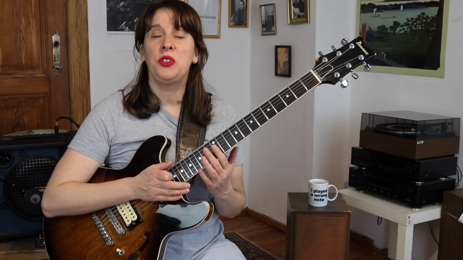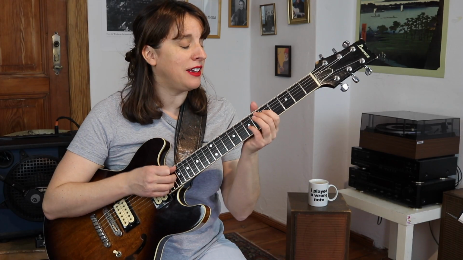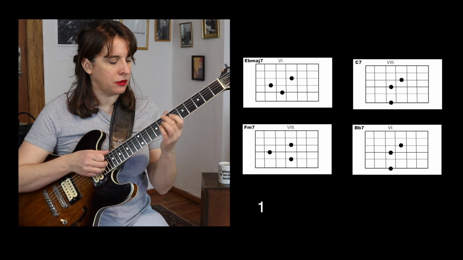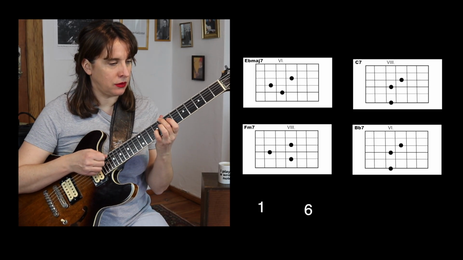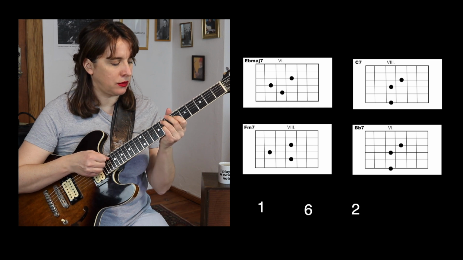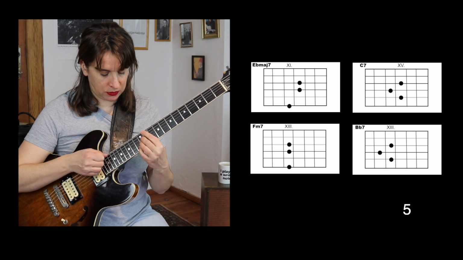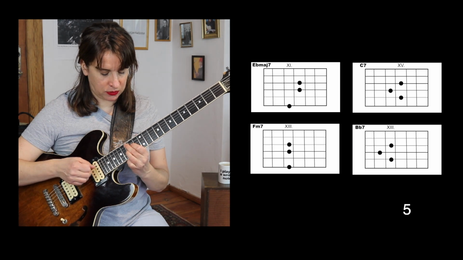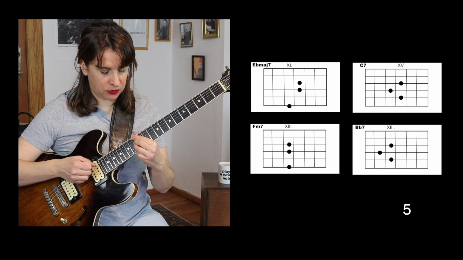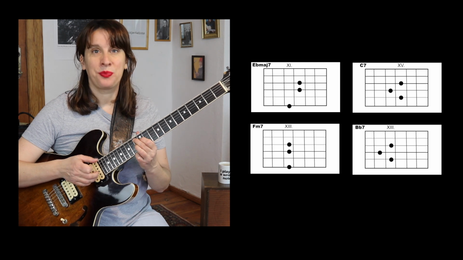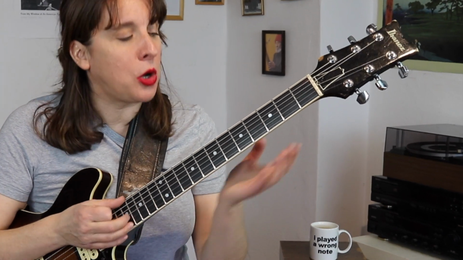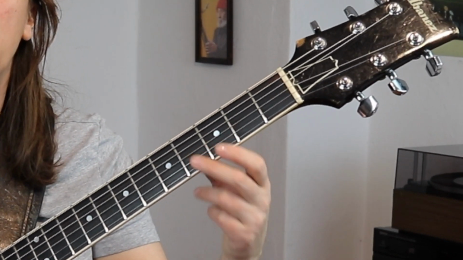So let's start with a 1-6-2-5-1 using shell voicing, and let's start in the key of E flat. In this next exercise, we're going to get another note on top of the G string, so we're going to add a note on the B string.